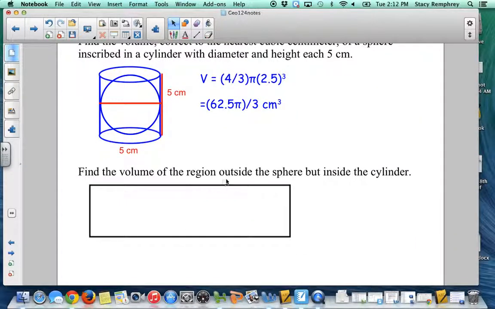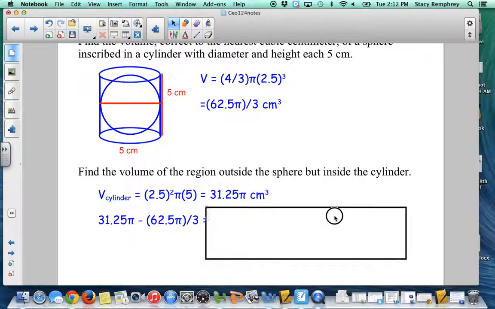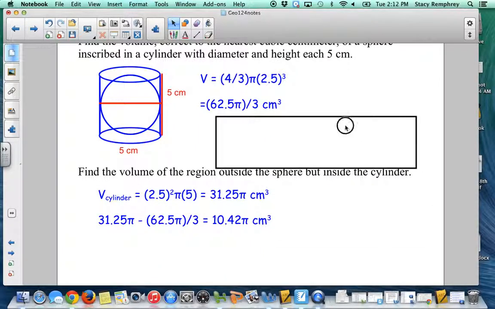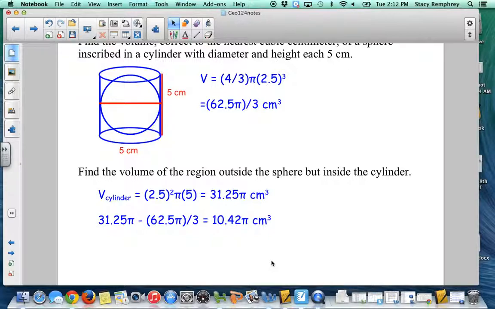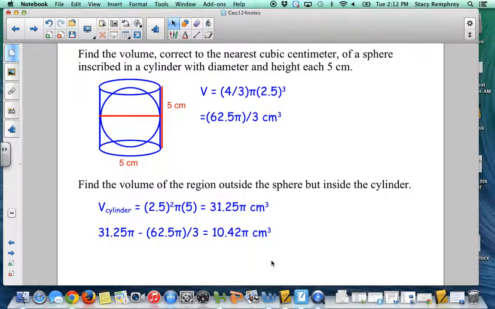Find the volume of the region outside the sphere but inside the cylinder. So the first thing I did was found the volume of the cylinder. Okay, that's a different formula. Area of the base, right here, times the height. I got this. And I said, okay, if I take that big cylinder volume and I subtract the volume of the sphere, I should get what I want, which is here. I rounded that. If you have the fractional equivalent, you're in good shape. So again, I'm hoping you didn't just listen. I went really fast. My expectation was that you would try these problems by yourself and then come back and hear an explanation after you've already had a chance to think about it.